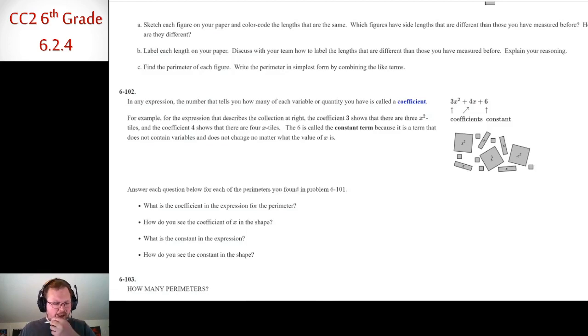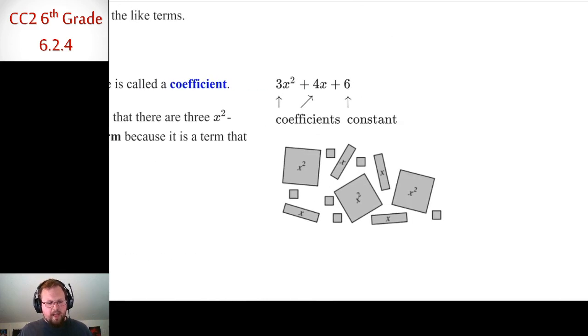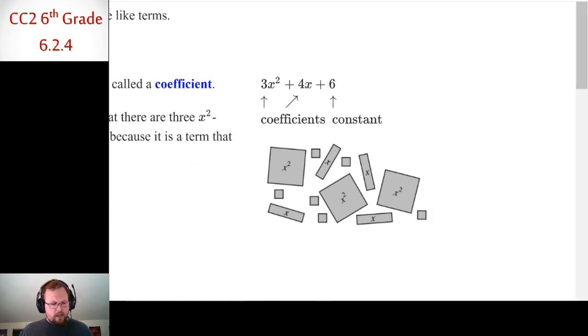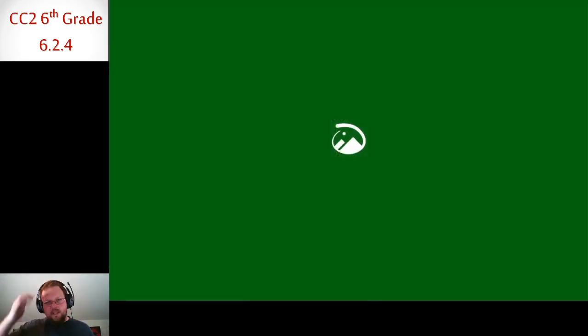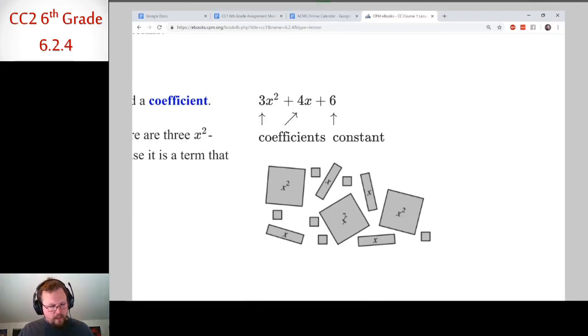And if you recall, the x in this expression are called variables. So an x is a variable. An x squared is also a variable. And in this case, the coefficient of x squared is 3. Okay, the coefficient of x squared in this expression is 3. And if we match this to the picture that's written here, there's 1, 2, 3 x squared expressions.